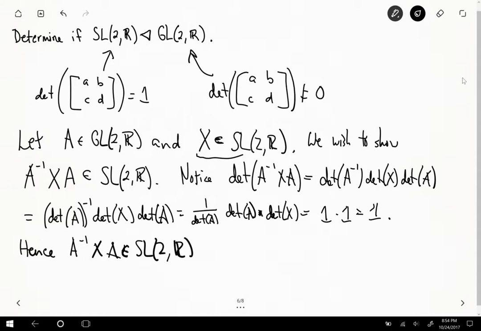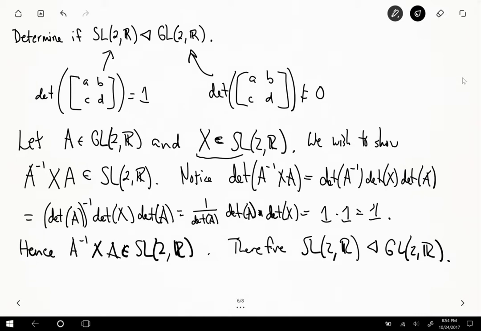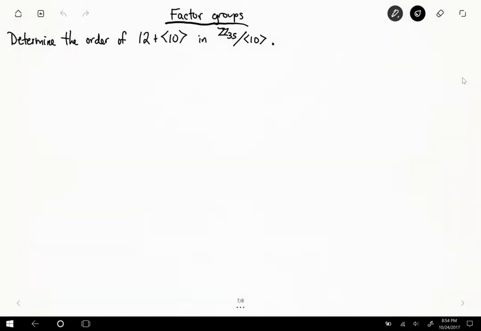Okay, so since we have that, what do we know? Well, that tells us that, so therefore, our special linear group is indeed normal in our set of invertible 2 by 2 matrices. Okay, that's all it is, pushing determinants around. That's all it takes to solve that one. So a lot of people get scared with these matrices. They're really not so bad when it comes down to it.